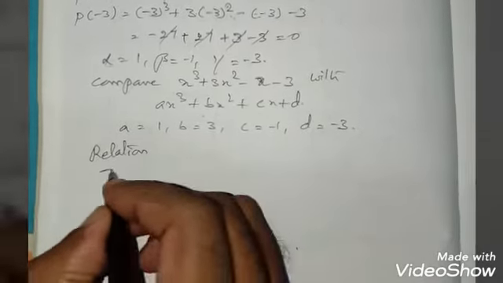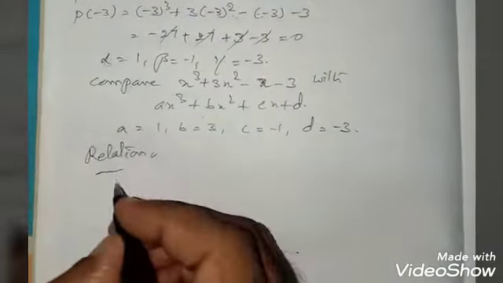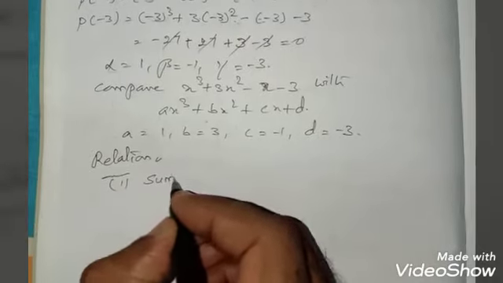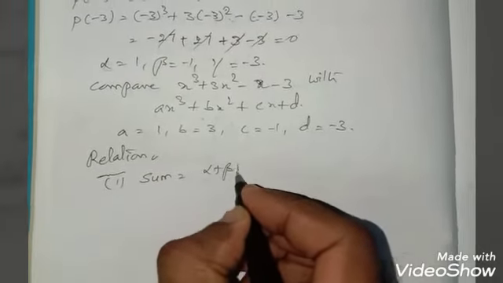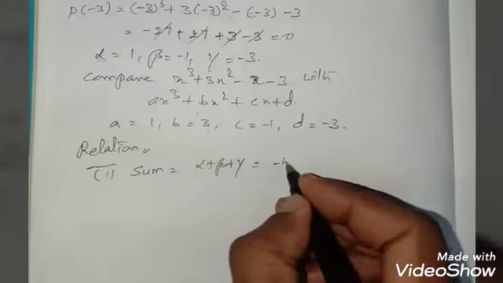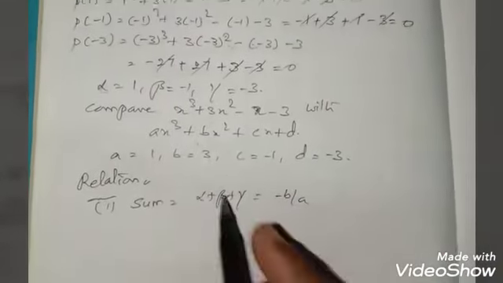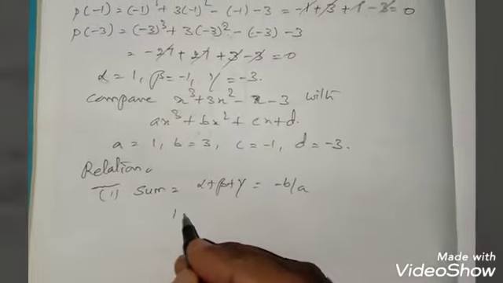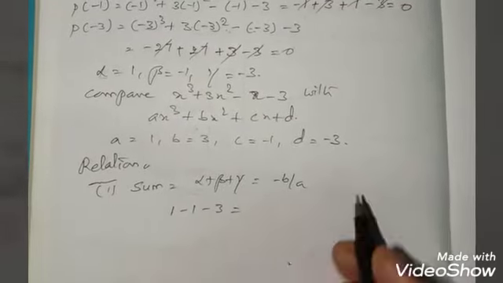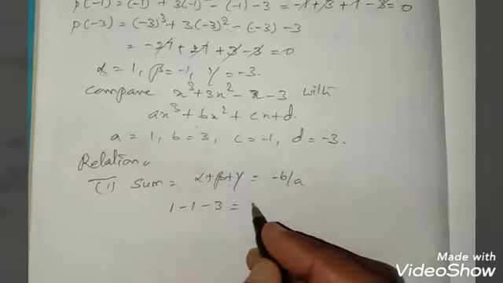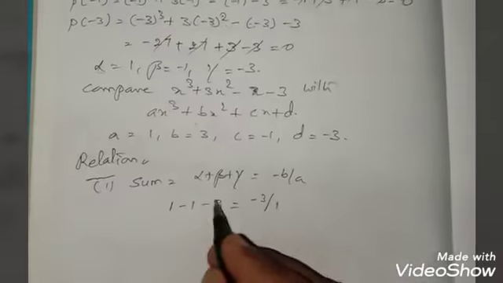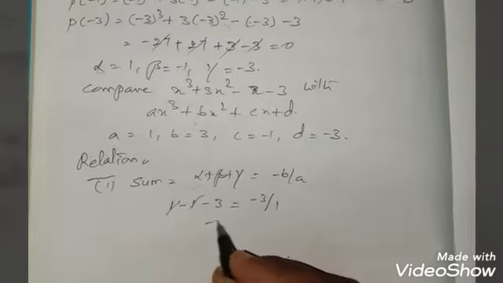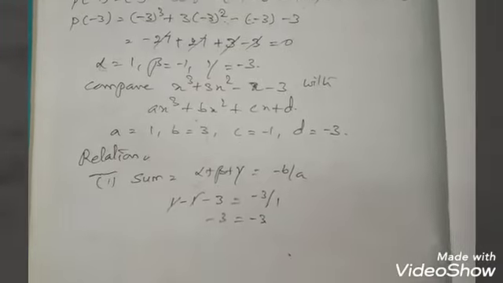In a cubic polynomial you have three relations. The first one, the sum, that is alpha plus beta plus gamma, is equal to minus b by a. Now alpha is 1, beta is minus 1, gamma is minus 3, that is 1 minus 1 minus 3. The b value is 3, so minus of 3 by 1. Here plus 1 minus 1 cancel, you will get minus 3 is equal to minus 3. So one of the relations is satisfied.